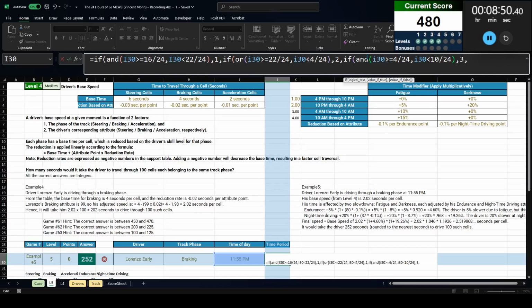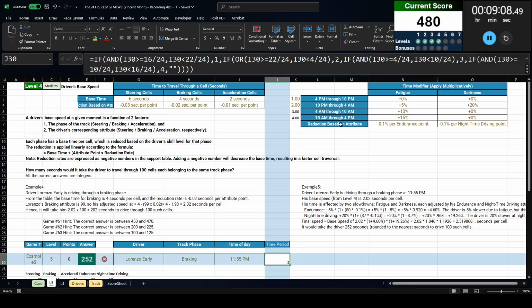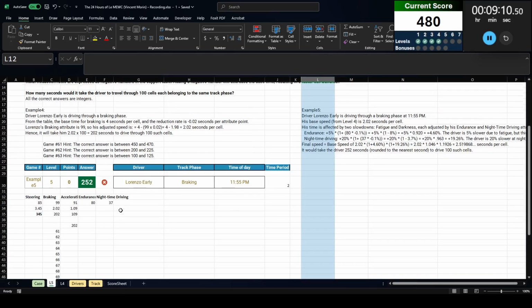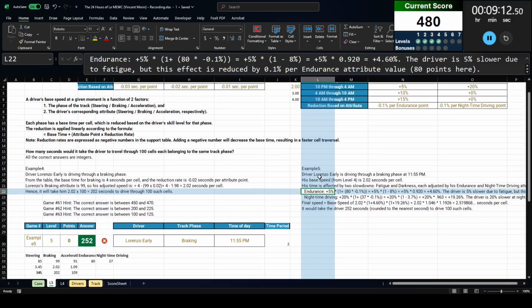And I could put just 4 there, but I'm going to play it safe. If I30 is greater than or equal to 10 a.m., but I30 is also less than 4 p.m., then it should be 4. Otherwise, we'll leave it blank, and then we'll jump off that bridge when we get to it. All right, so 11:55 is time period 2. That is correct. Excellent.